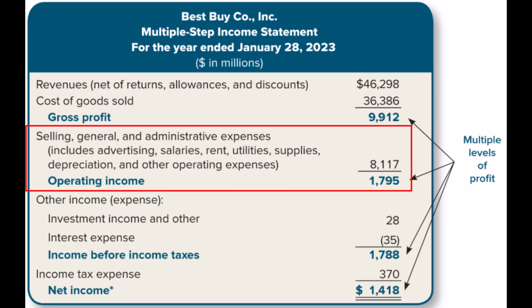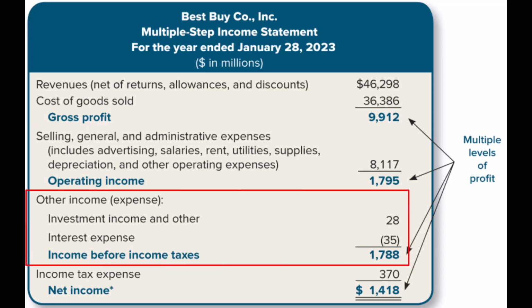Step 2. Operating income. Next, we subtract all the other costs of running the main business called operating expenses. This includes things like advertising, salaries, rent, and depreciation. Gross profit minus operating expenses gives us operating income, sometimes called income from operations. This is arguably the most important metric for judging the performance of a company's primary business activities.